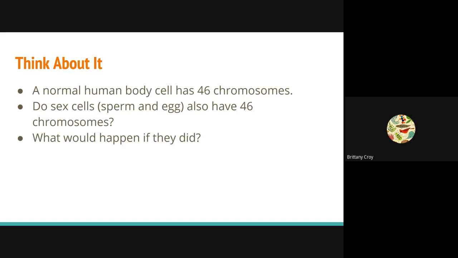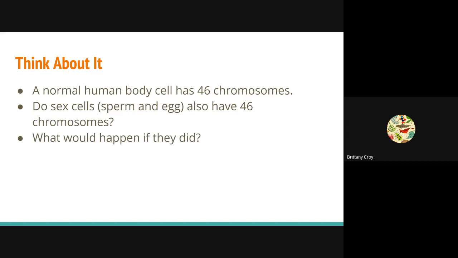What would happen if your sex cells had 46 chromosomes? Like if a sperm had 46 chromosomes and an egg had 46 chromosomes, and then they combined, how many chromosomes would you have? The answer is too many. So no, sex cells can only have half the number of chromosomes, so that when they combine, it creates offspring with the correct number, or 46 chromosomes.